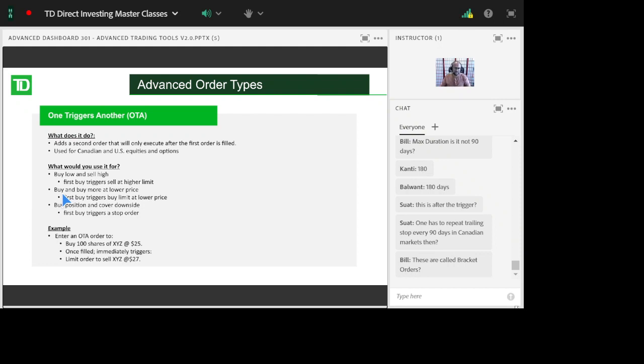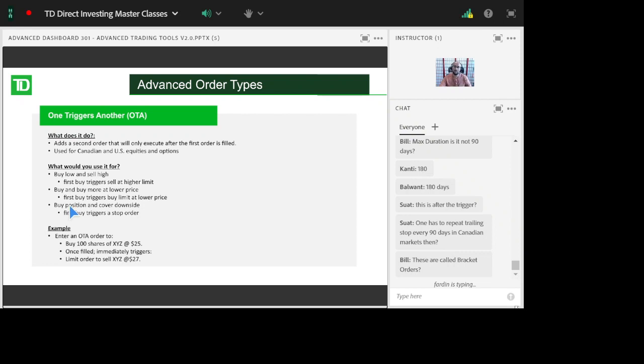Limit price of $8 in this case, all right? So only once the first order goes through will the second order become active to buy the rest of those shares. And then of course, we can use it to protect on the downside, all right?